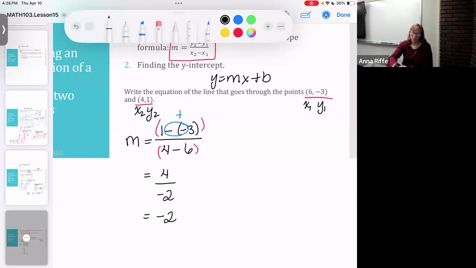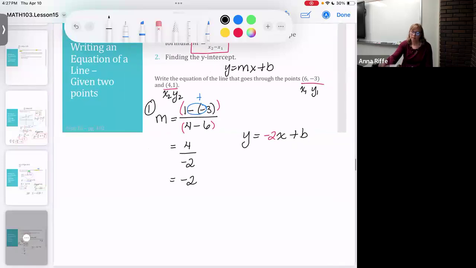Okay. So that was part 1. So I have that, I can put that into my equation. So my y equals mx plus b becomes y is equal to -2x plus b. So now I am halfway done.